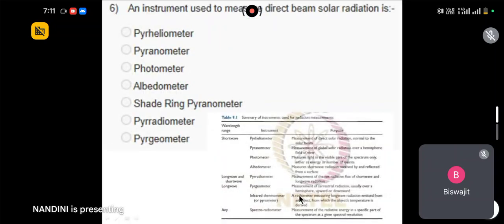Now the next question, and here the answer is temperature. An instrument used to measure direct beam solar radiation. So there are different types of radiometers. We know that we have incoming solar radiation, outgoing solar radiation, and a little bit of incoming.